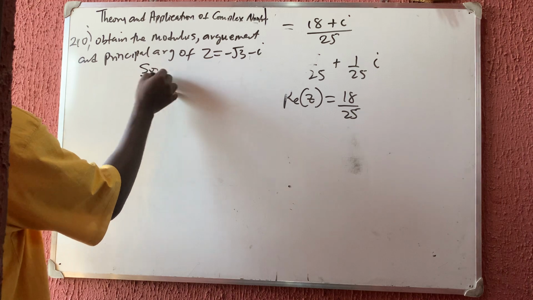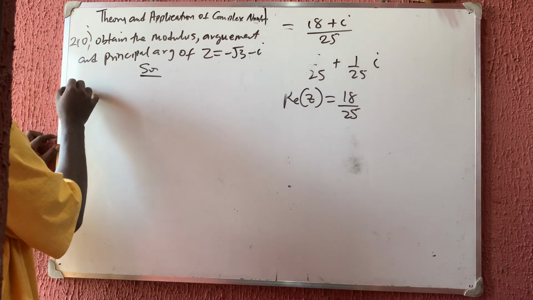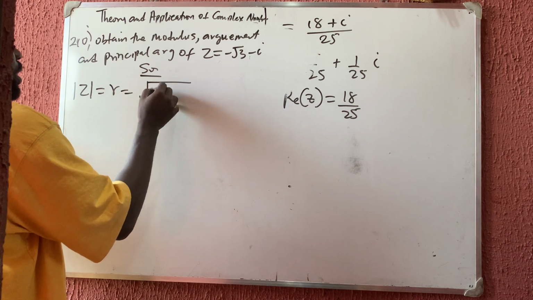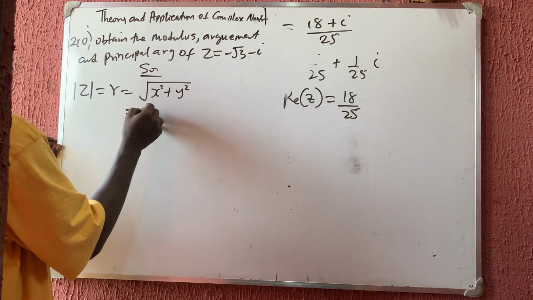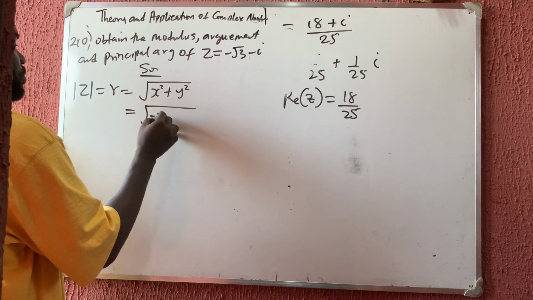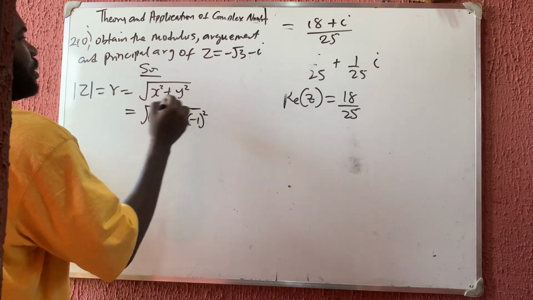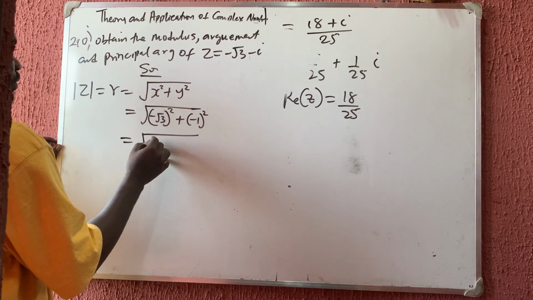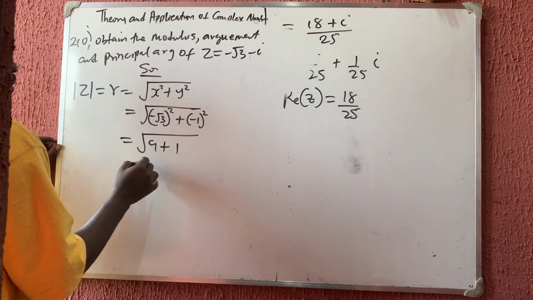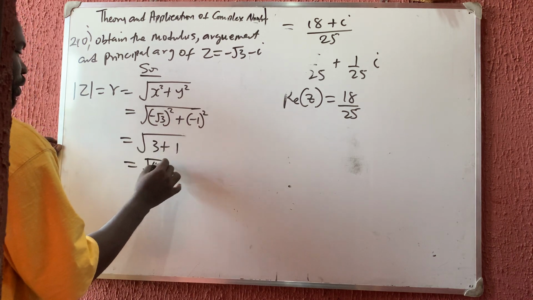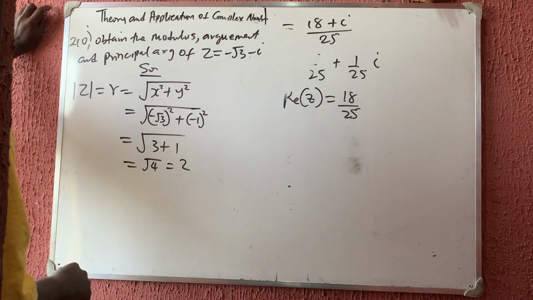Solution. First of all, the modulus of z, which is equal to r, is equal to the square root of x squared plus y squared. So which is the square root of minus root 3 all squared plus minus 1 all squared. So I'm having the square root of 3 plus 1, which is root 4, which is equal to 2. That is my modulus.